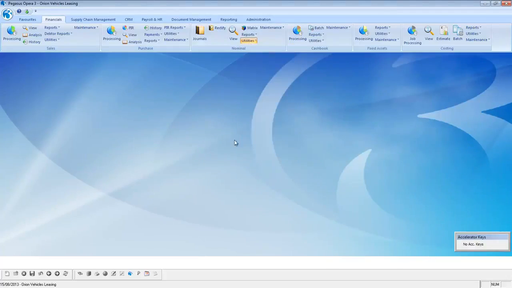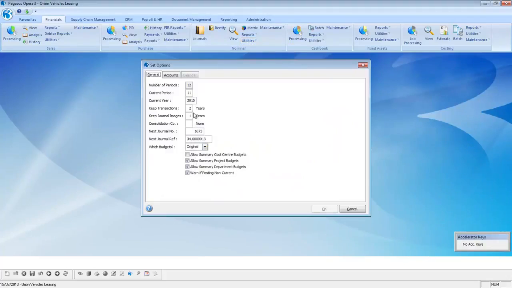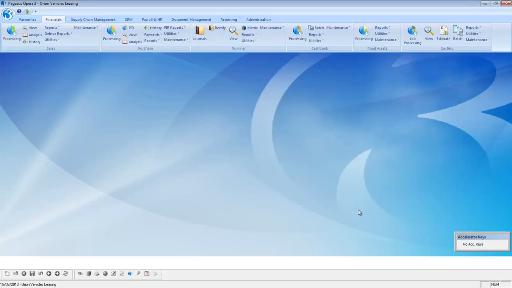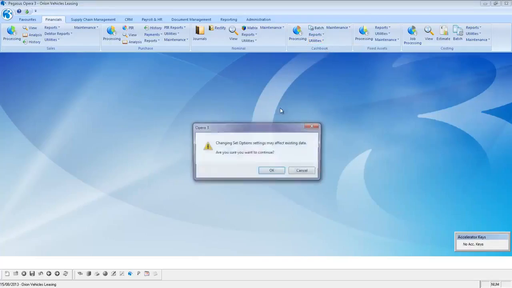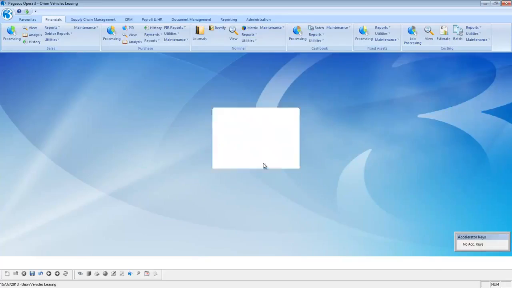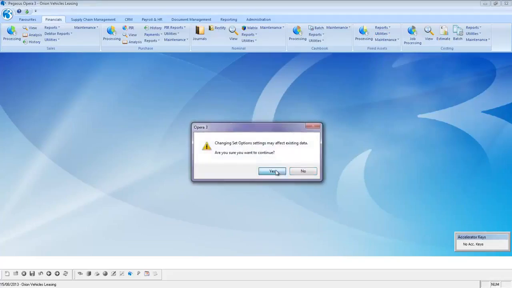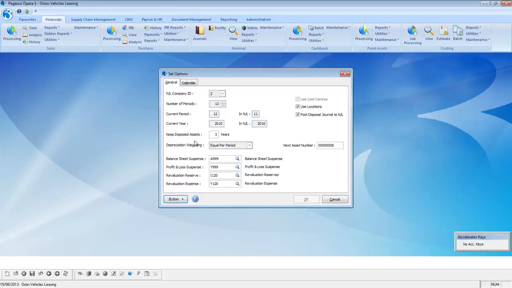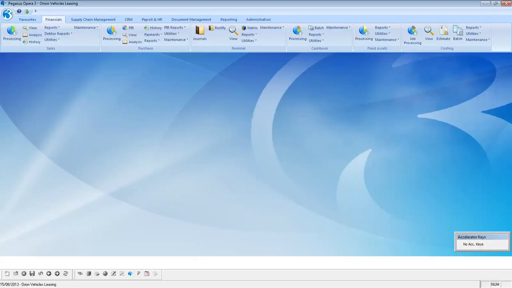Nominal utilities and set options only has a few. You have keep transactions and keep journal images. Cash book, if we take a look in here, you have retained transactions, so this can be set again to 99 if you wanted it to be. Utilities and fixed assets, again in the set options area. We have keep disposed assets for 3 years, and it looks like they are the only history settings we have in here, so that might be the only one you need to check.